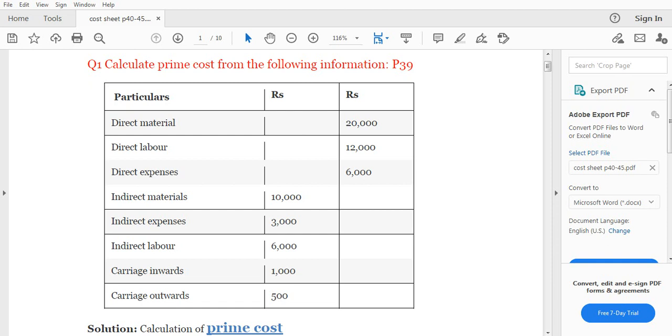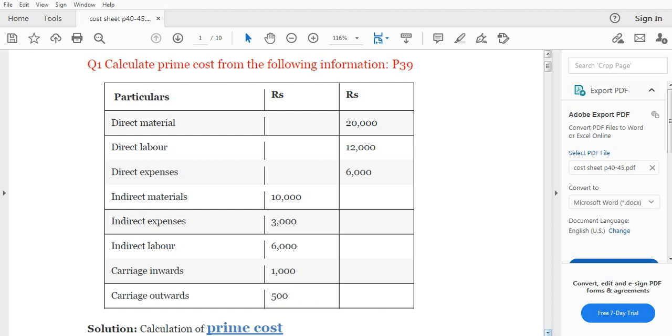If it is ascertained, then only we can go a step further in order to calculate our factory cost or work cost or the cost of production and cost of goods sold and so on. So here, this is one of the illustrations. Please take a look here.